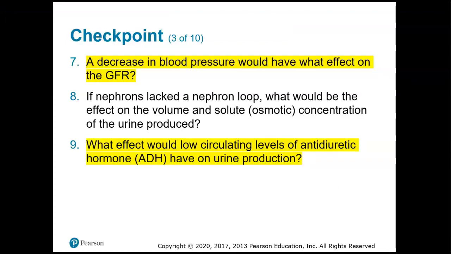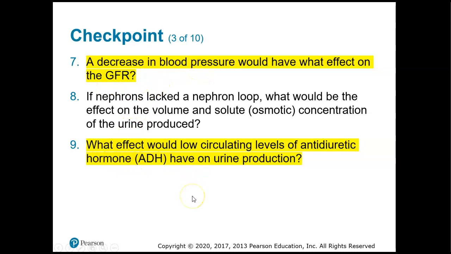All right, checkpoint question 7. A decrease in blood pressure would have what effect on the GFR? Remember, that is glomerular filtration rate. Blood pressure is directly related to GFR, so if your blood pressure decreases, it would decrease GFR.